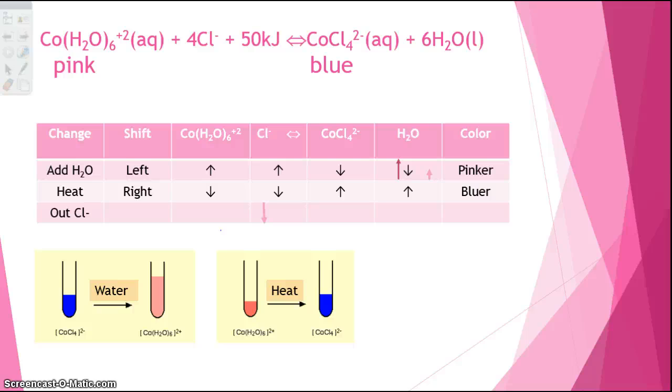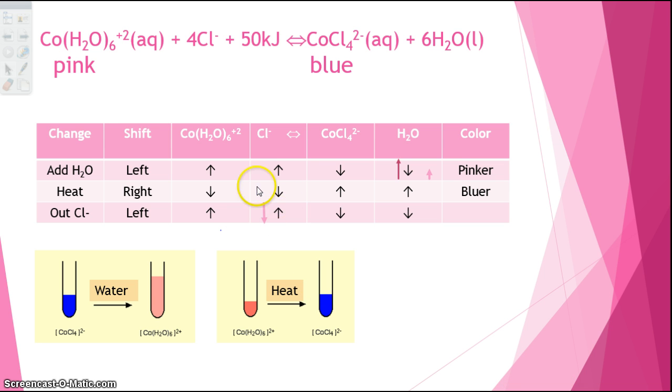Welcome back. I hope you really did pause it. And let's see, did you say left? So if I get rid of chloride, the system will try to make chloride. How do I make chloride? By reversing this reaction. So everything on the left will go up and everything on the right will go down. So that's what we have here.